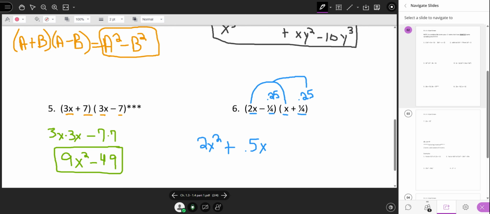Let me change colors real quick. Negative 0.5 times x, so minus 0.25x. And then minus, and then 0.25 times 0.25 is, yuck, 0.0625.